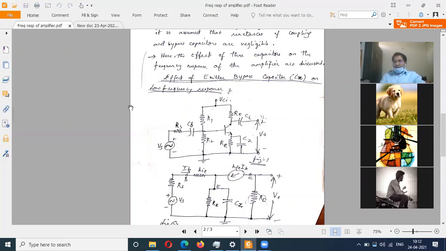As I am saying, we are not taking all the capacitive effects simultaneously. We are selecting one by one. So the effect of this capacitor C_Z, only this one, we are considering.